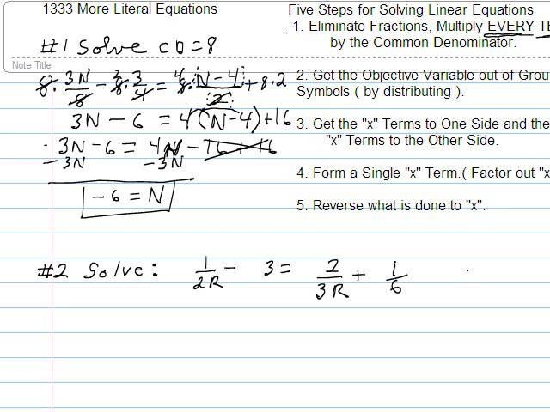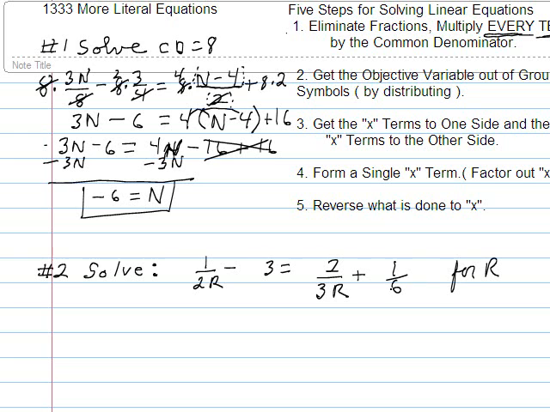In the second problem, we not only have fractions, but variables occur in the denominator. In fact, this is a solve for r. The objective variable is in the denominator, so let's see how we handle that. Since there are fractions, we're still going to have to get a common denominator and multiply the common denominator to every term.